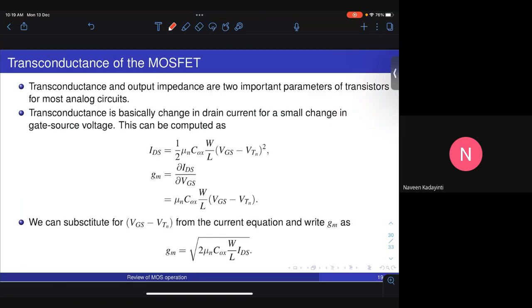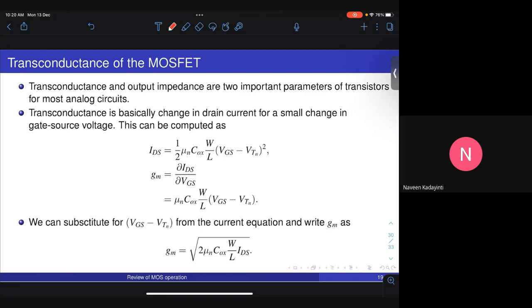Okay, so what are the important parameters whenever you look at analog or mixed signal circuit design? There are two important parameters for any transistor. One is transconductance, second is output impedance, because almost any analog circuit that you take, its performance will be dependent on or characterized by how much transconductance you're getting out of the MOSFET and how high an output impedance you have.